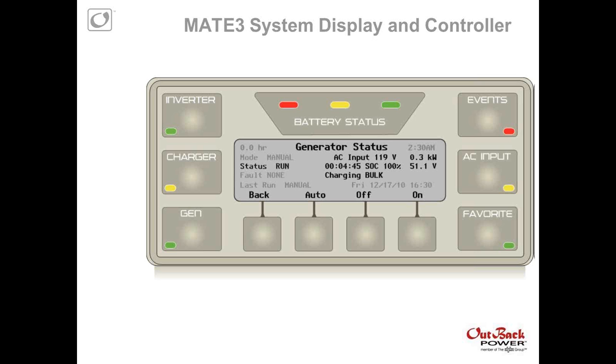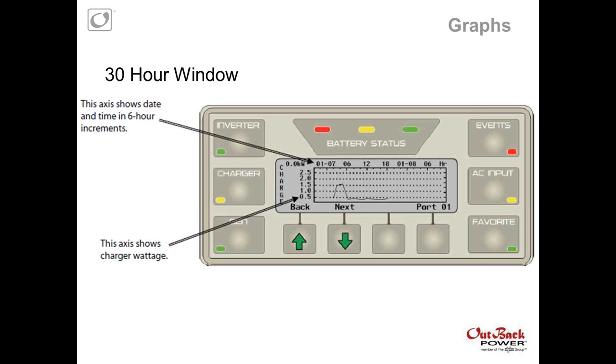I won't go through each one of these buttons, but the takeaway from this is the Mate 3 was simplified in terms of if you want to see what the inverter's doing, you hit the button. If you want to see what the charger's doing, you hit the button. Events, you hit the events, and then you have a status of all the different errors or warnings that occurred, for easy diagnosis or to get a sense of what's going on in the system.